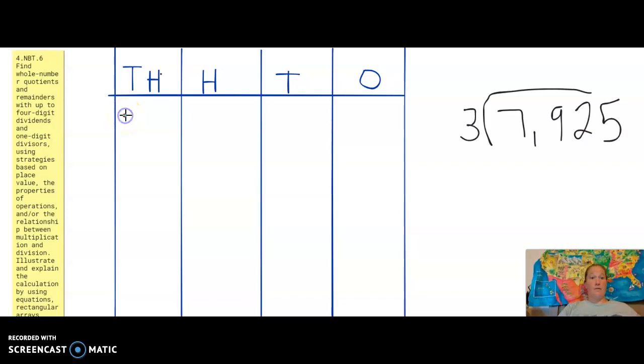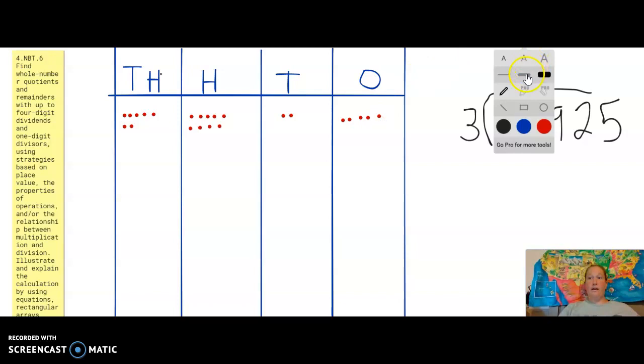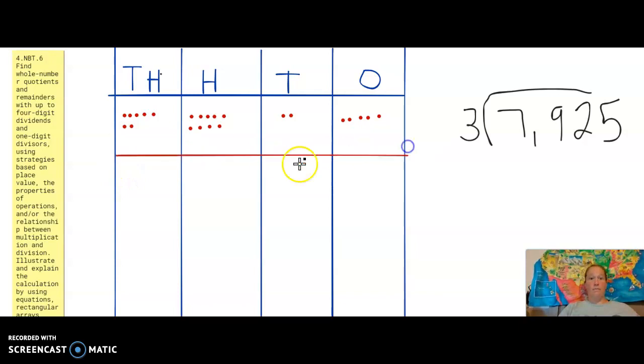All right, here we go. So we have 7 thousands, 900s, 2 tens, 5 ones. Okay, let's figure out how many groups we have. It looks like we have 3 groups.